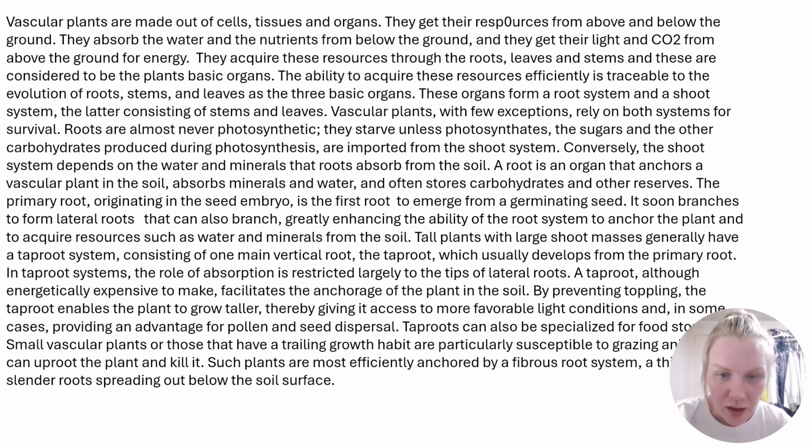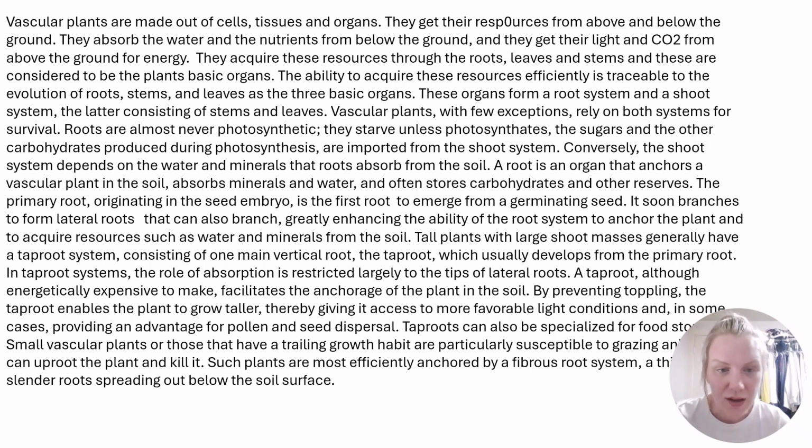These organs form a root system and a shoot system, the latter consisting of the stems and leaves. Vascular plants, with few exceptions, rely on both systems for survival. Roots are almost never photosynthetic. They starve unless the sugars and other carbohydrates produced during photosynthesis are imported from the shoot system. Conversely, the shoot system depends on the water and minerals that roots absorb from the soil.